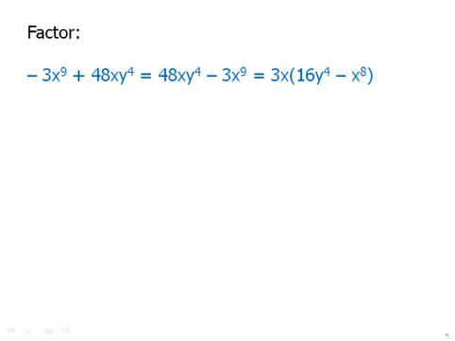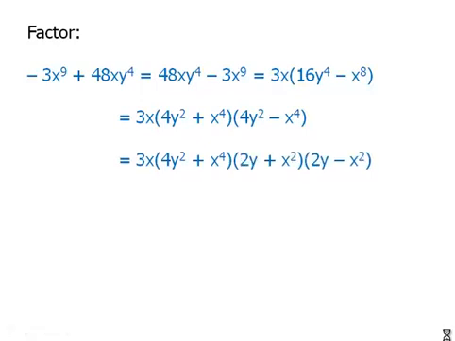Those are both even powers, so they're both squares, and of course 16 is a square. So 16y to the 4th would be the square of 4y squared, and x to the 8th would be the square of x to the 4th. So we can factor this into this. Now notice that that last parenthesis, 4y squared minus x to the 4th, is another difference of squares. So we can factor that by the difference of squares again. 4y squared is the square of 2y, and x to the 4th is the square of x squared. And so altogether, this factors to that.